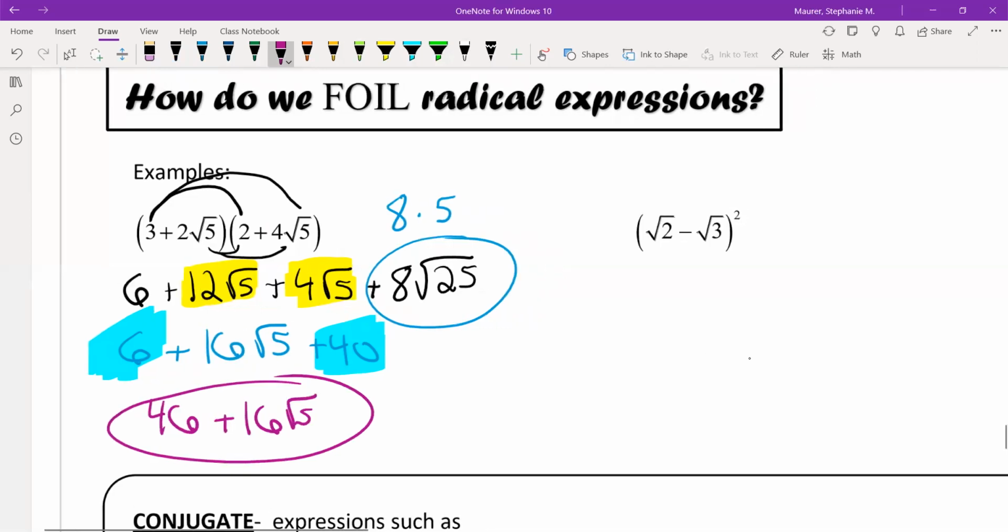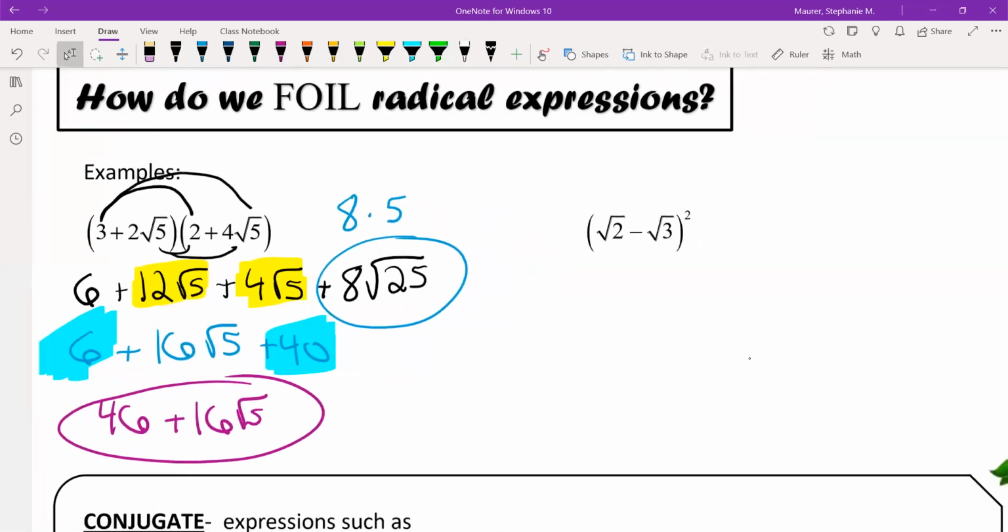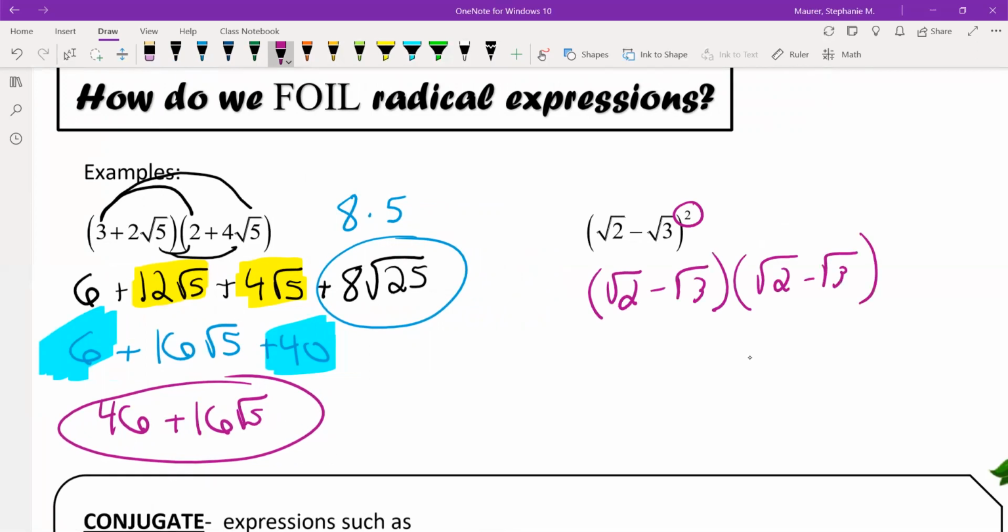Okay. Now we're not going to work all the way through this next problem, but I do just want to remind you from what I mentioned in the warm-up. This is squared, so we're actually going to have 2 of these. Rather than trying to distribute that square, you actually need to write it twice, and then you will begin your FOIL process. Boom, boom, boom, boom.